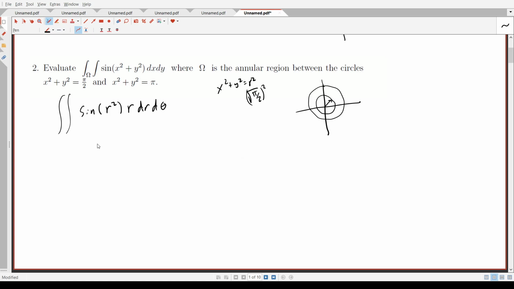Right. So here, the inner radius, if I draw some radius, the first bound that I come to is going to be the square root of pi over 2. And then I keep going along that same direction, and the second edge that I get to is going to be the square root of pi.